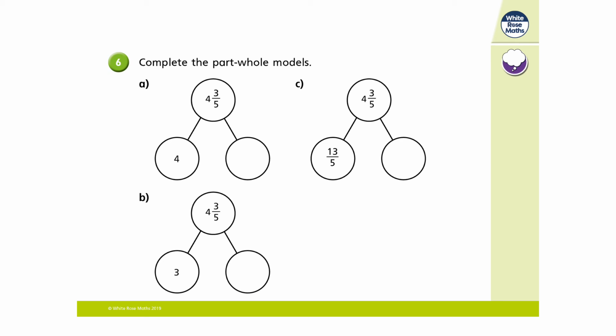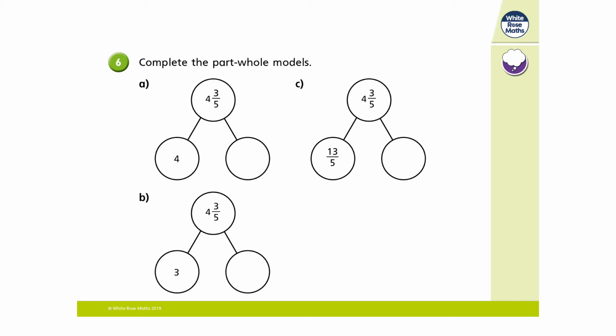Okay then. Once you've done that, you then need to complete the part whole models. So 4 and 3/5 is equivalent to, it's got 4 whole ones, and how many are left? Okay. I would then change 4 3/5 into a top heavy fraction. So 4 whole ones, how many fifths in 4 whole ones?